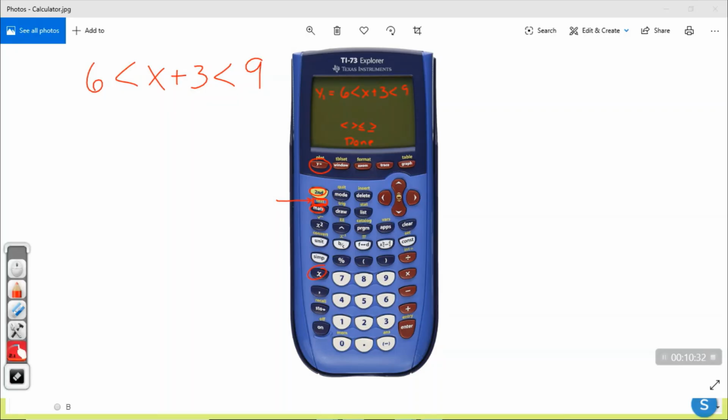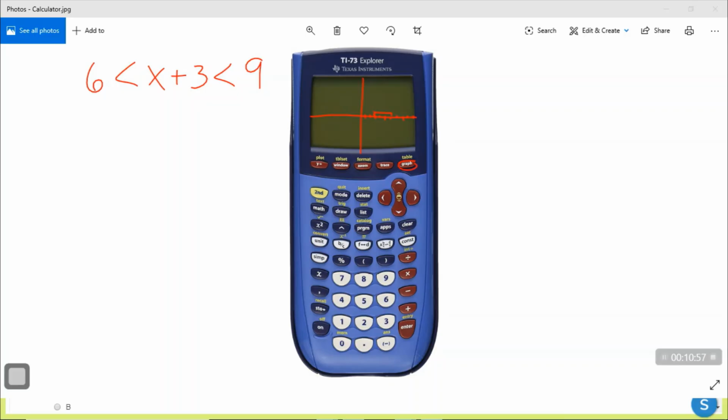If you do all of that, and then you go to graph it and hit graph, you're going to get a nice little coordinate grid here, and you're going to get your little tick marks. You're going to see the solution set for this, which would be from 3 over to 6.